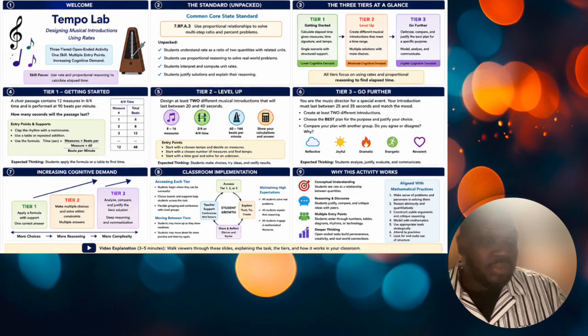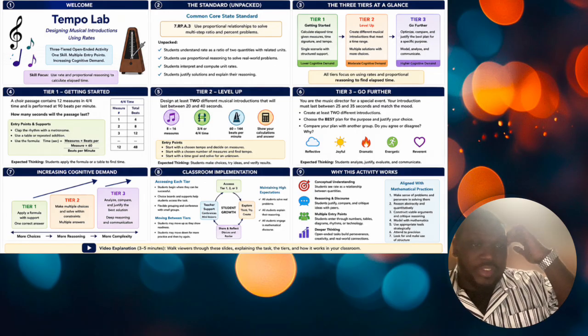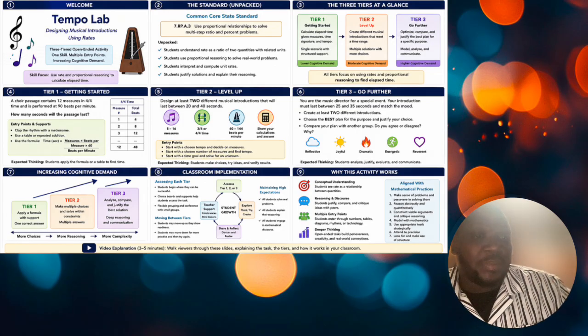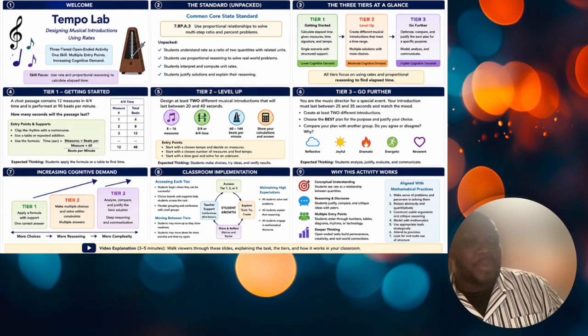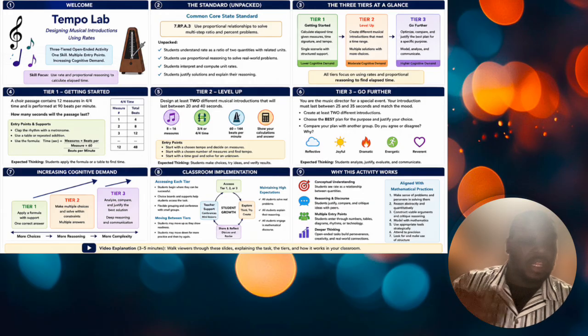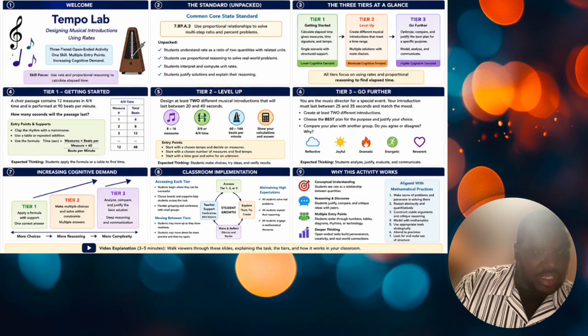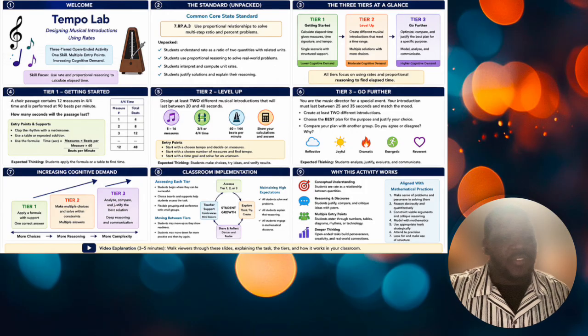With tier number one, here's the problem. A choir passage will have 12 measures in it in 4/4 time and perform at 90 beats per minute. How many seconds will the passage last? For entry points, we can clap the rhythm out, or we can use a table, as you can see here, and we can also go back for this formula.